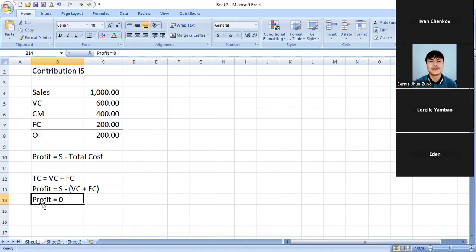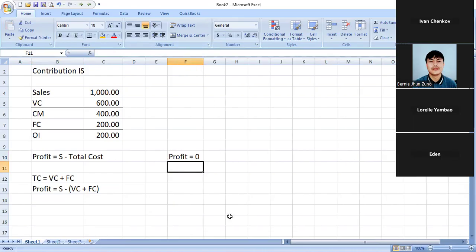if the profit is 0, let's move here, because this one becomes the interesting part. When the profit is 0, that means the sales are equal to variable cost plus fixed cost. We cover our cost, correct?